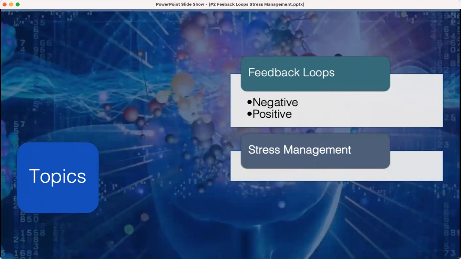Feedback loops come in two different varieties, flavors, negative and positive feedback loops. And talking about stress management, the endocrine system will help reinforce how to differentiate negative and positive feedback loops.